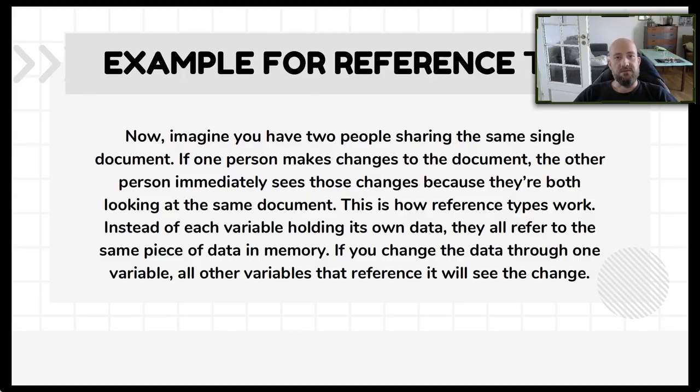Now imagine you have two people sharing the same single document. If one person makes changes to the document, the other person immediately sees those changes because they're both looking at the same document. This is how reference types work. Instead of each variable holding its own data, they all refer to the same piece of data in memory. If you change the data through one variable, all other variables that reference it will see the change.